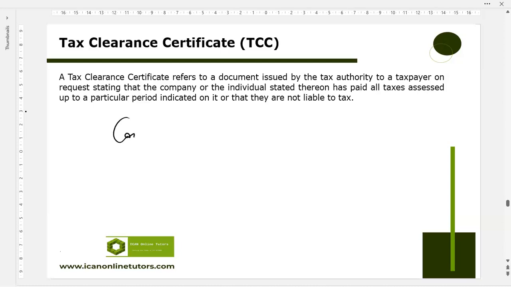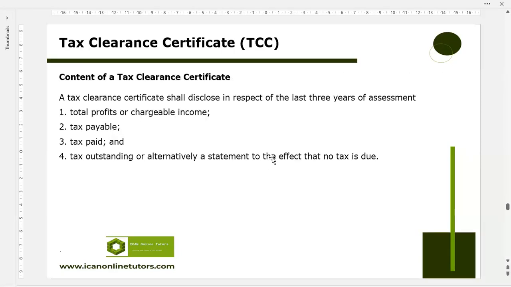Yes. The tax clearance certificate of a corporate organization. Have you seen that before? Yes. So a typical tax clearance certificate, we have the following: the total profit or chargeable income, the tax payable, tax paid, and any tax outstanding. Alternatively, a statement to the effect that no tax is due.